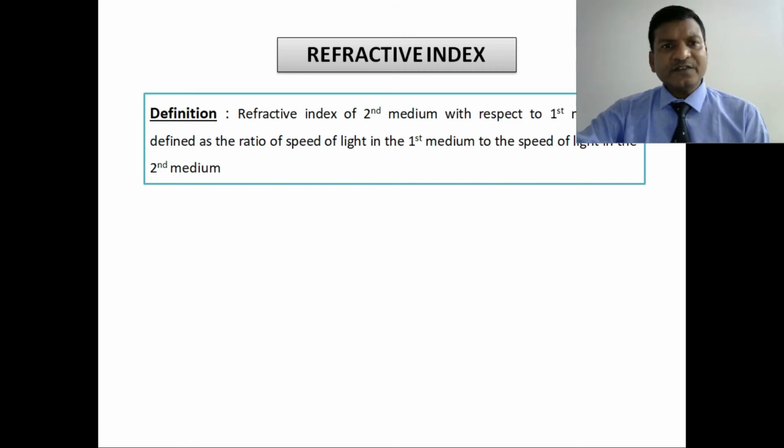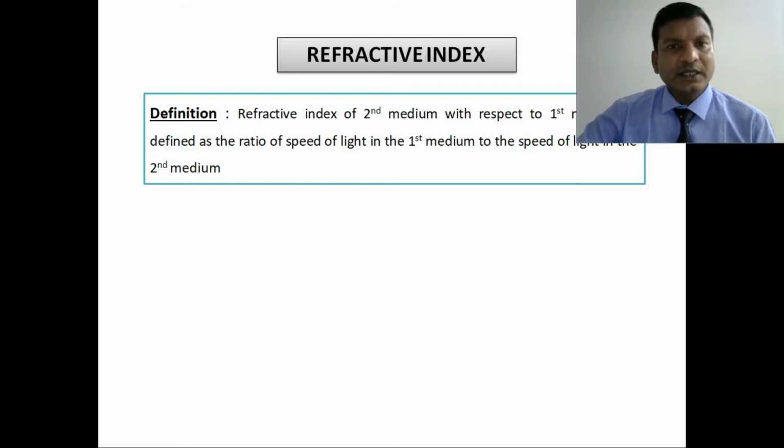Now what is refractive index? The refractive index of the second medium with respect to the first medium is defined as the ratio of the speed of light in the first medium to the speed of light in the second medium. Another definition of the refractive index: you have known it from Snell's law of refraction, that is the second law of refraction. That is one definition of the refractive index. Now this refractive index is actually expressed in terms of the speed of light. So this is the true definition of the refractive index.